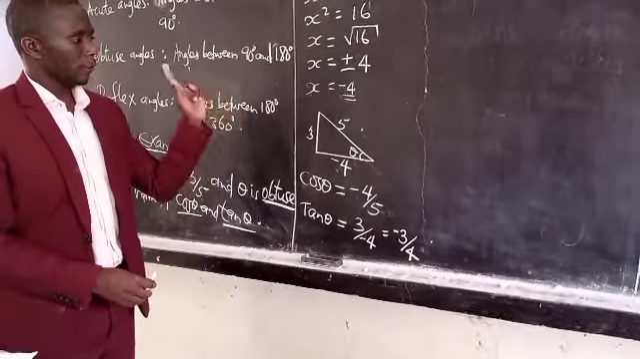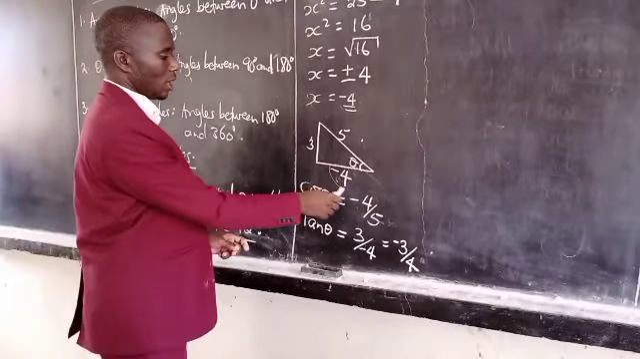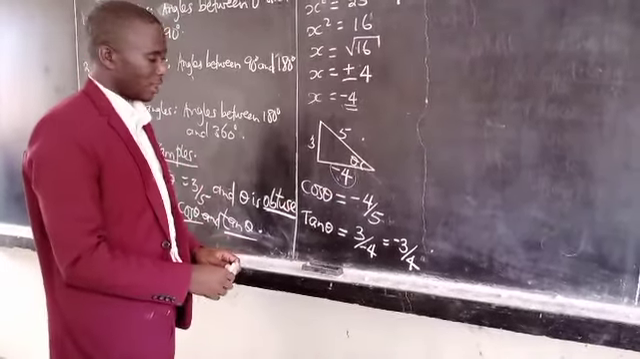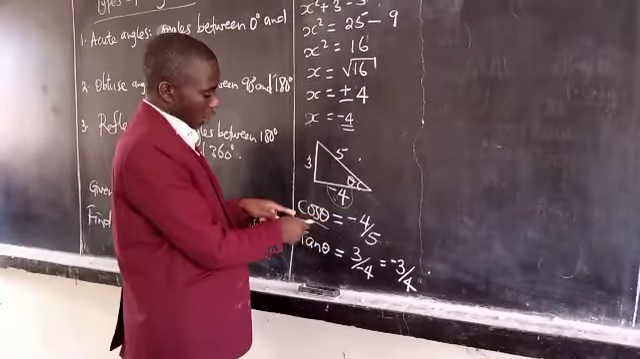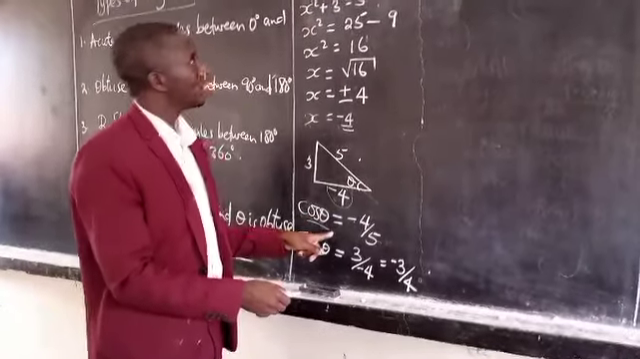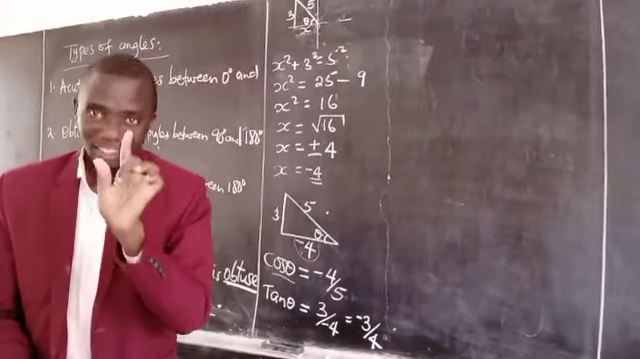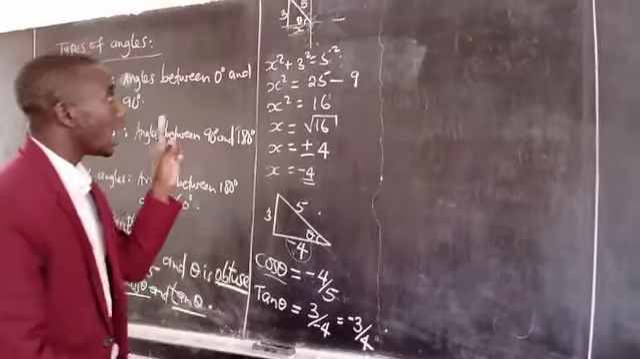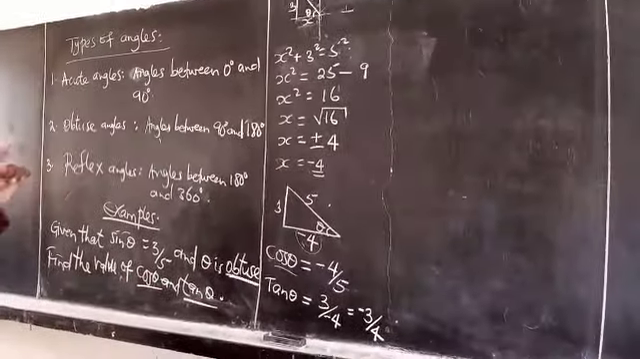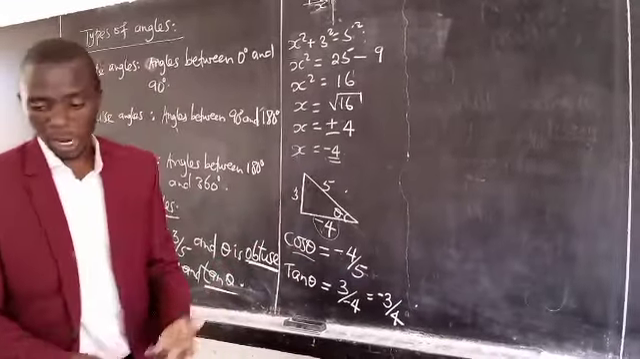See, if we had used x as positive 4, what would have happened? This would have been positive and the cos would have been positive. But this is the second quadrant, where only sin is positive. The cos is never positive there. You have to just know that. Therefore, this is the right way to do it, and we can move on.